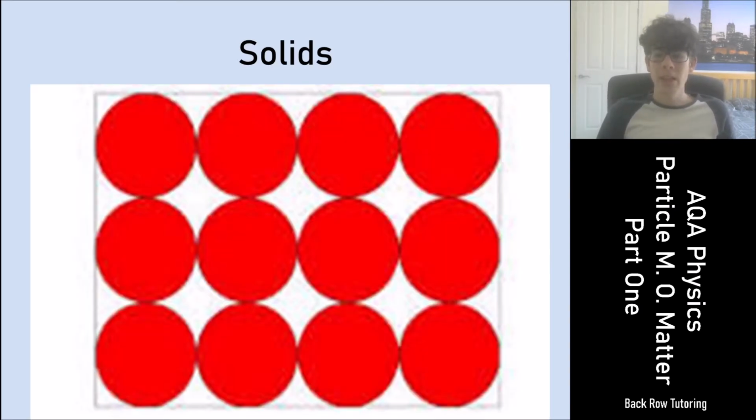So this diagram shows what the particles would look like and how they are arranged in a solid. As you can see, the particles are uniform, so they are in rows and they're in columns. They're not randomly arranged, and they are very close together.